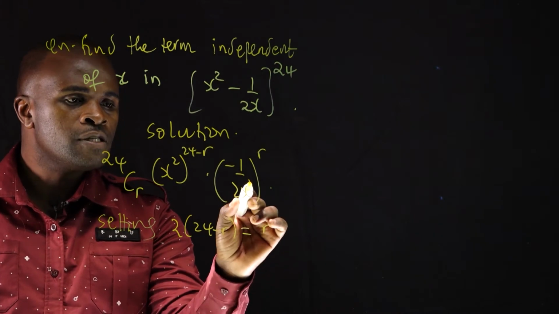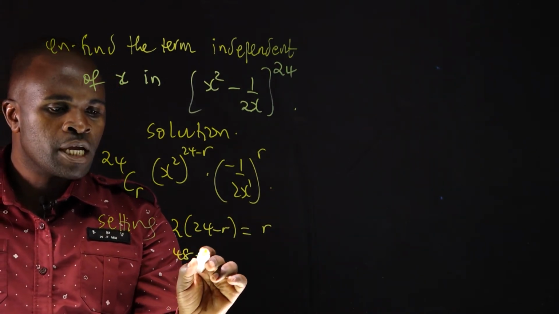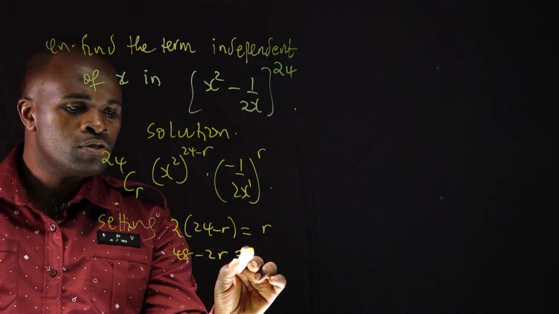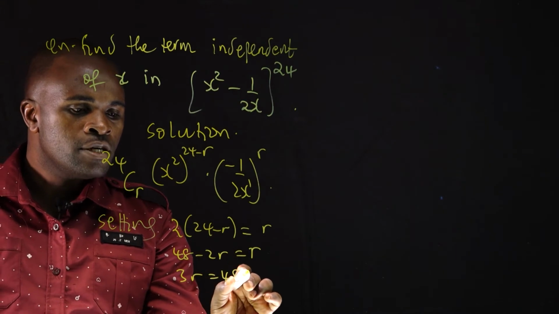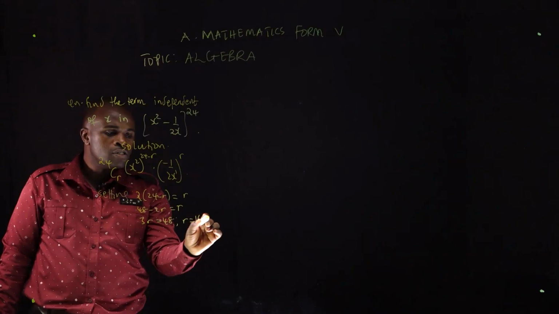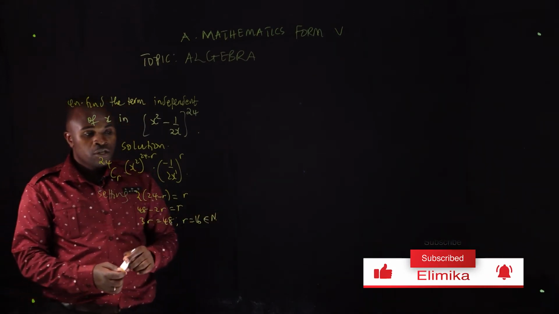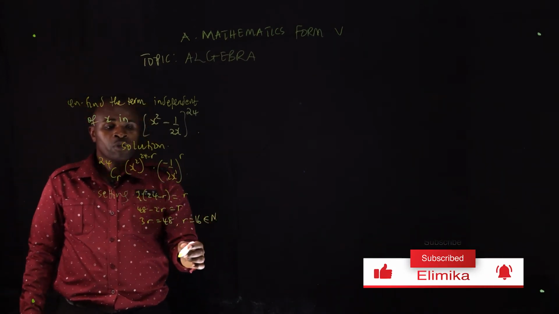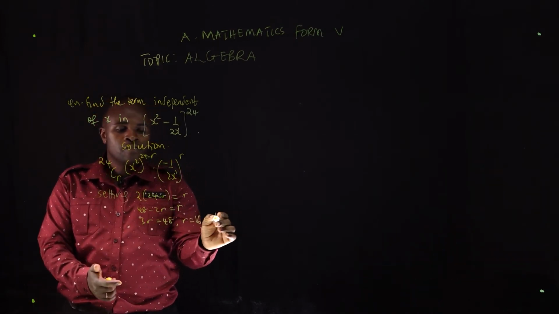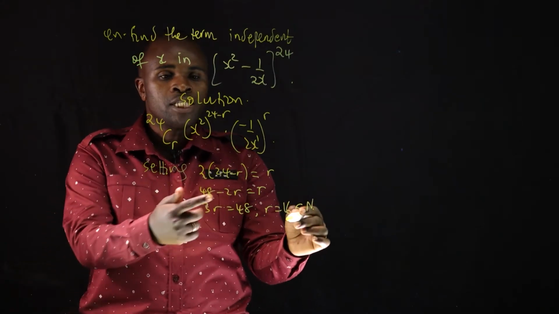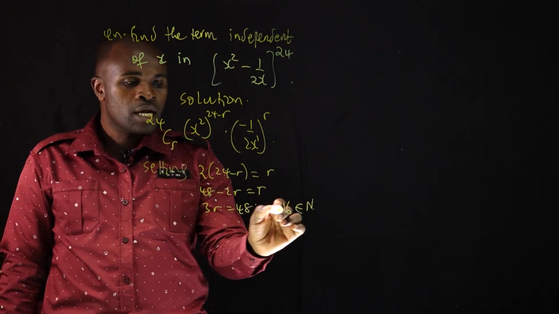It means this is the power. Avoiding brackets here, 48 minus 2r equals r. Collecting like terms, 3r equals 48. So what are we getting? 16. 16 is a natural number. So if that is the case, it means the term independent exists. When r is 16, it means this is the 17th term. So the term independent occurs when r is 16.